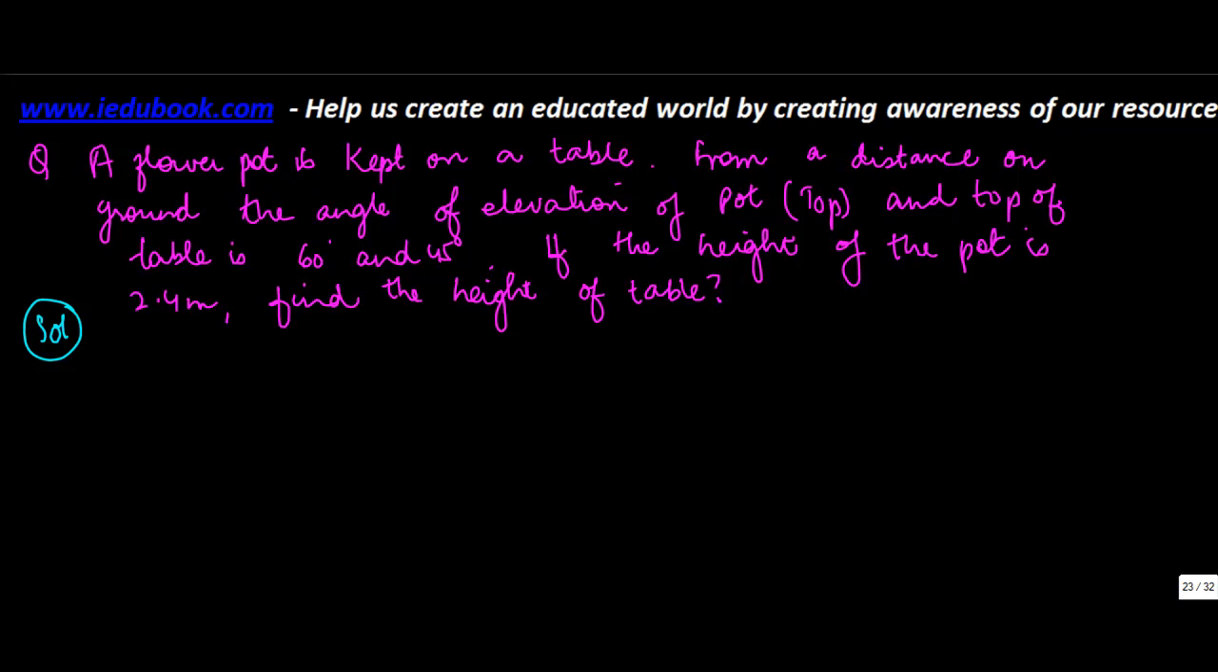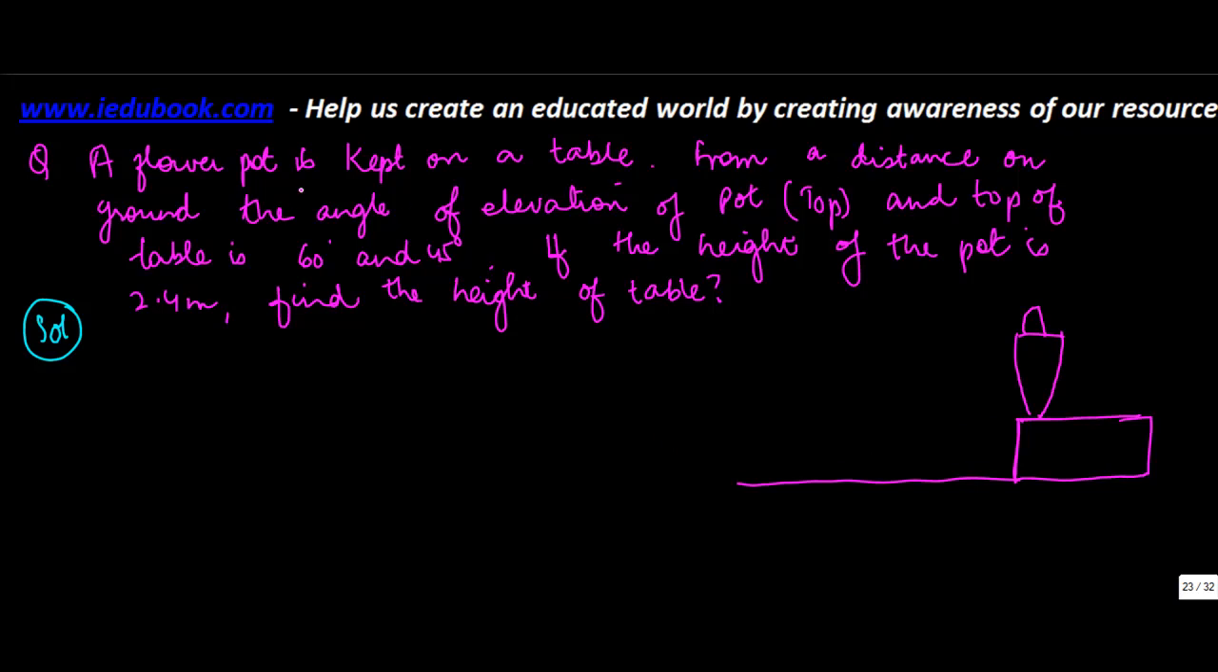Okay, let's see one question on trigonometry. You are told a flower pot is kept on a table. So let's say there is a table, which is at a particular height from the ground, right? A flower pot is kept on the top of the table. So there is a flower pot which is standing here, okay.